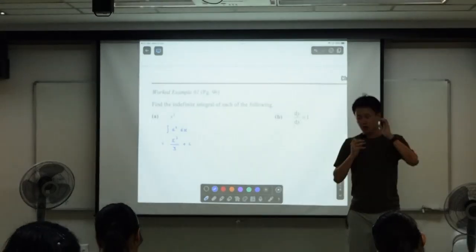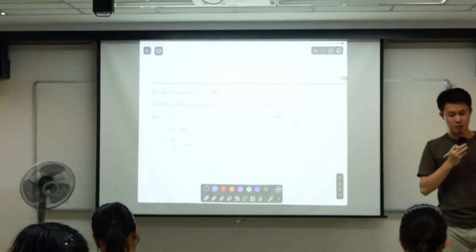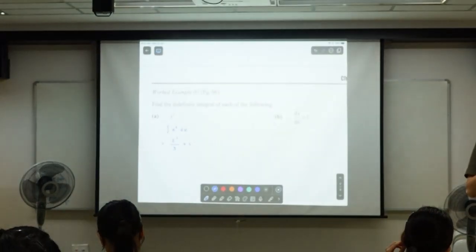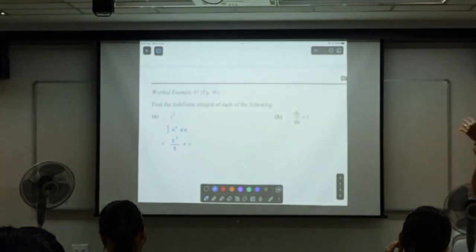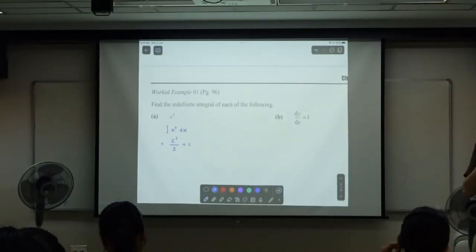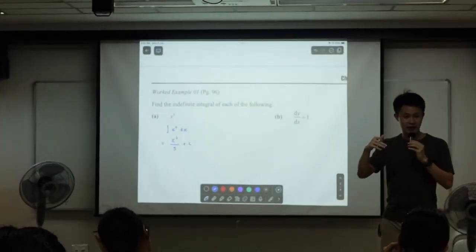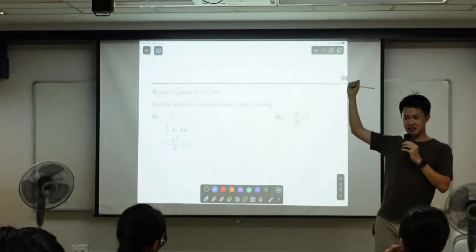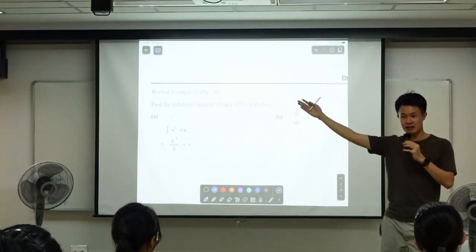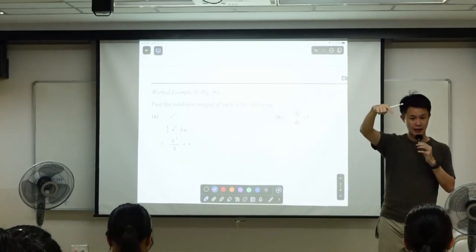If I give you dy over dx equals 1, how do you integrate this? Think about it. When you have y equals something, you differentiate, you get dy over dx. So now you have dy dx, and you integrate it. What do you get? Correct, you get back y. Remember, integration is the reverse of differentiation. If differentiation brings you from y to dy dx, integration brings you back the opposite way, dy dx back to y.